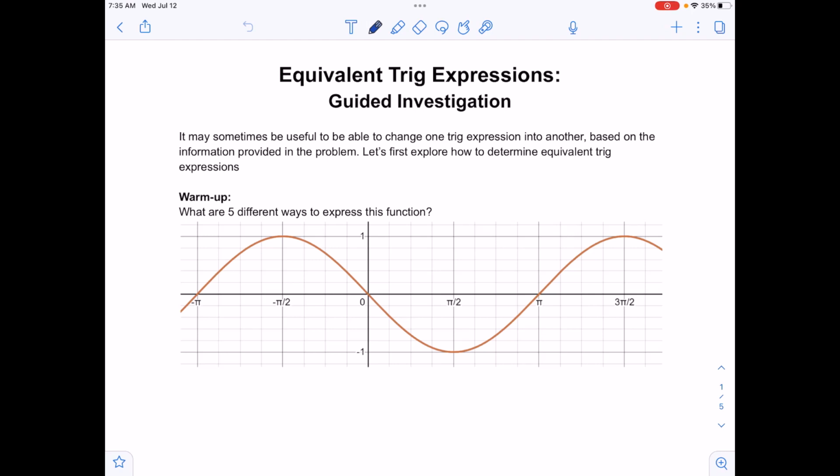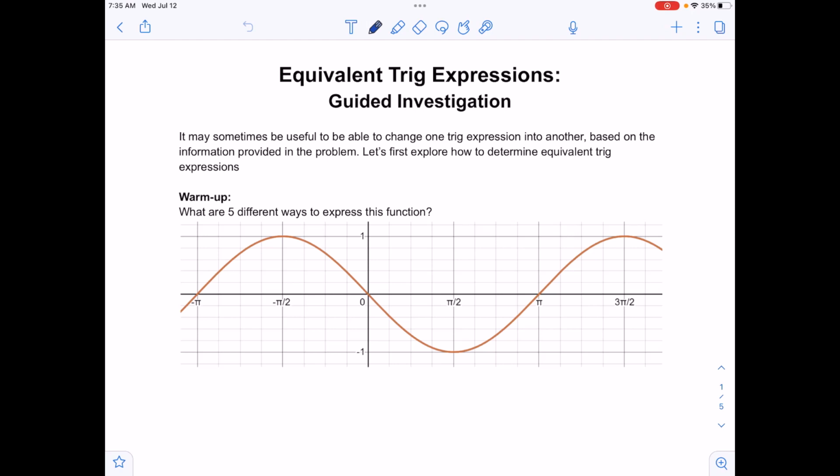Essentially the idea behind equivalent trig expressions is that you're able to express one trig ratio as a different one. So if a question says sine, you can actually evaluate it using cosine. And let's take a look at what this looks like on a graph very quickly and why we can do this. So I've graphed a sinusoidal function here, and there's a lot of different ways that we can actually write this function.